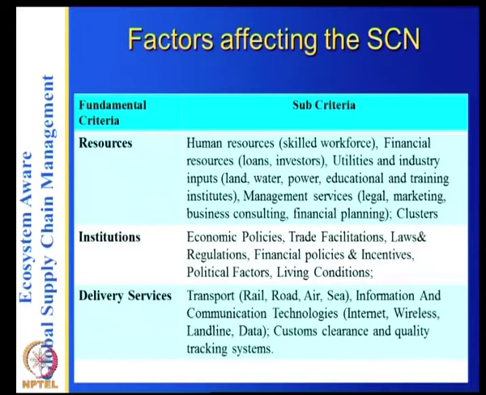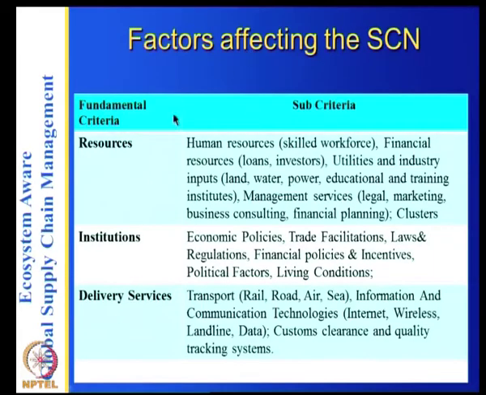So, if you are now taking A and B, these are all sub-criteria. You give scores for each of them and have a way of combining all these scores into scores for institutions. So, for A you have a score, for B you have a score, which is added up in some fashion. And similarly, for the delivery services, you have transport, information and communication technologies, customs clearance, and quality tracking systems. So, similarly, for A and B, you can give scores for each of these, and you can combine them and basically say that this is the delivery score.